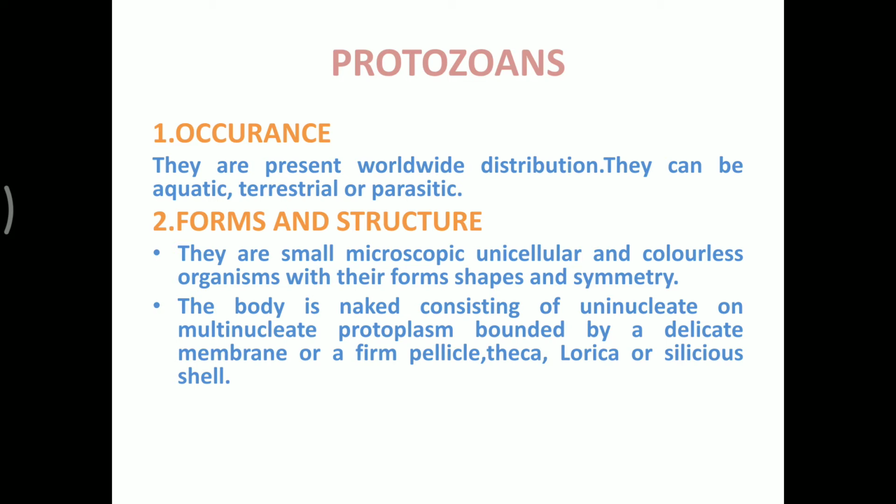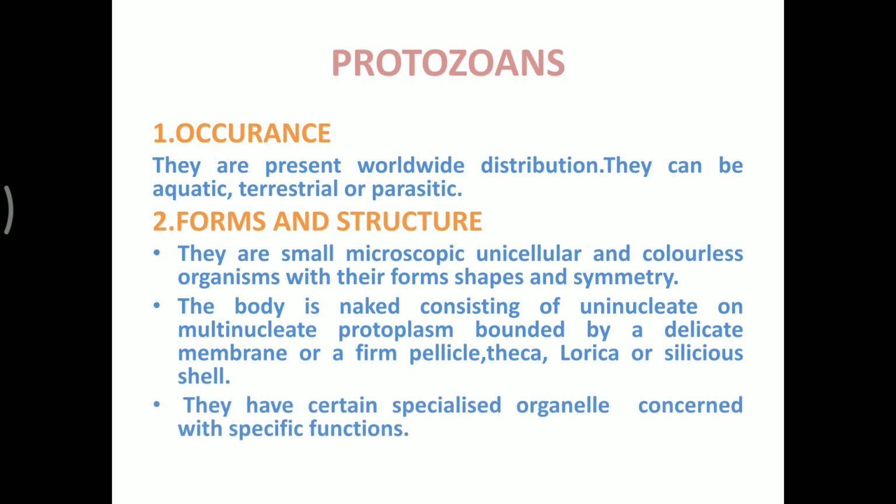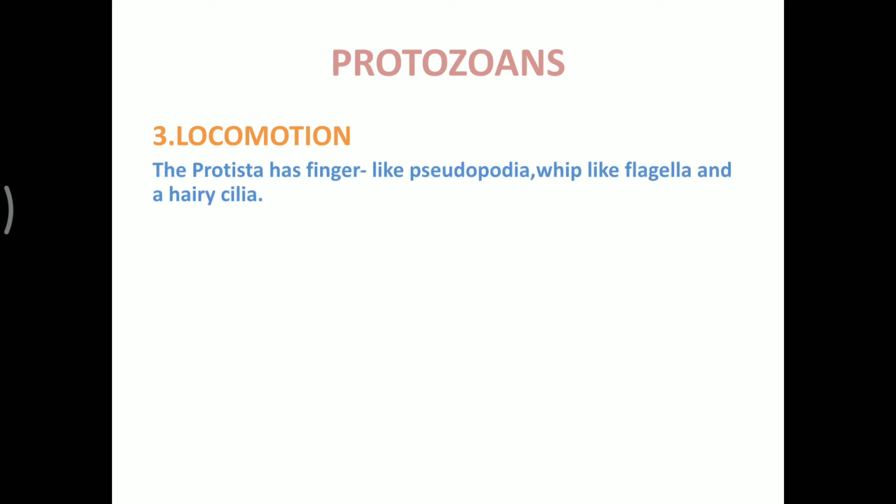They have certain specialized organelles concerned with specific functions. The locomotion in these organisms is with the help of pseudopodia or flagella or cilia. Nutrition is either holozoic or saprobic. Holozoic in the sense the organism directly engulfs the food particle or the organism and digests it, and saprobic means from dead and decaying organic matter the food is withdrawn or nutrition is taken.